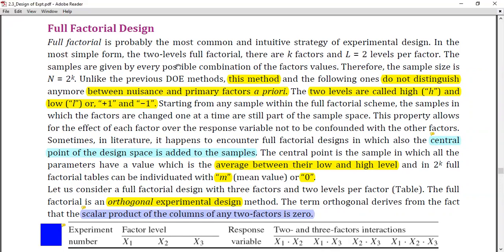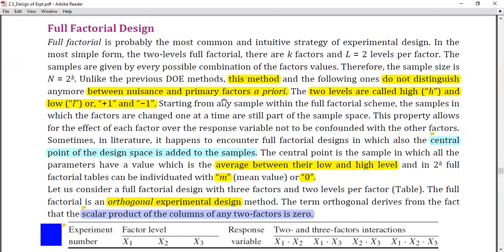Here you are not going to distinguish between the factors like nuisance factor and primary factor. In all the previous designs we had one primary factor, and all other factors were causing possible errors, so you used to call them nuisance factors. Now here we are not going to distinguish the factors as nuisance factor and primary factor. All are factors, there is no primary and nuisance.